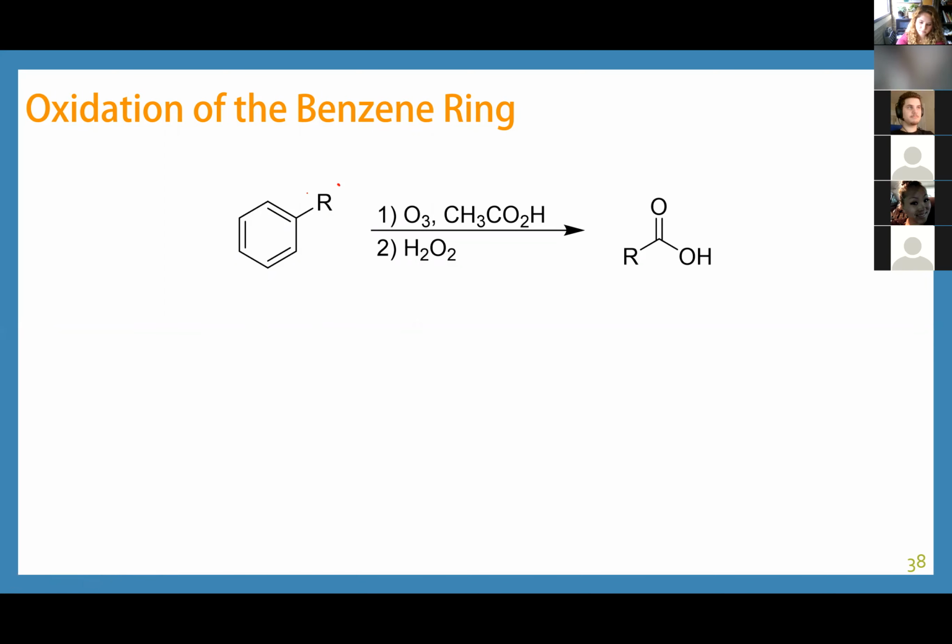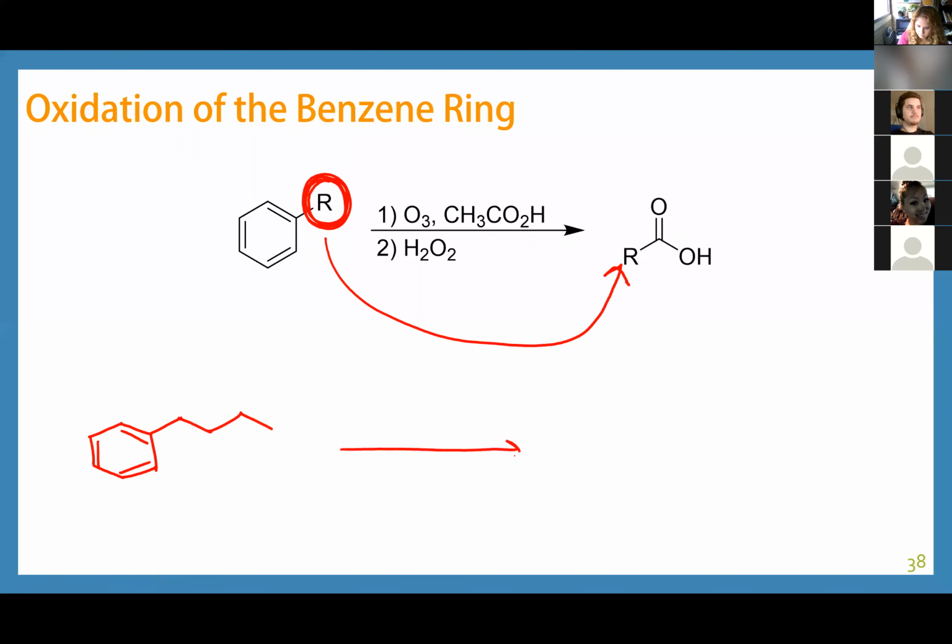Instead of benzoic acid, we are keeping the R group. So we don't see this one nearly as often. So for example, what compound are we going to get from this reaction?